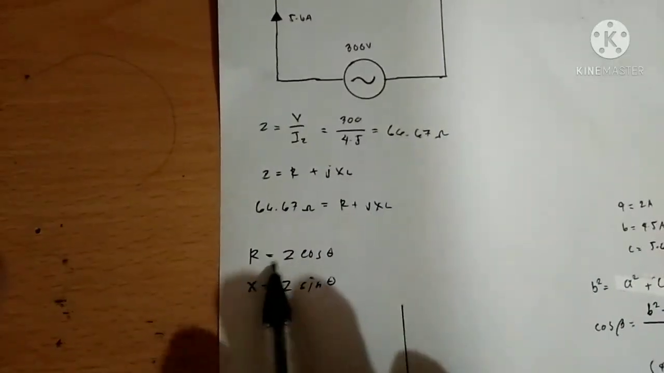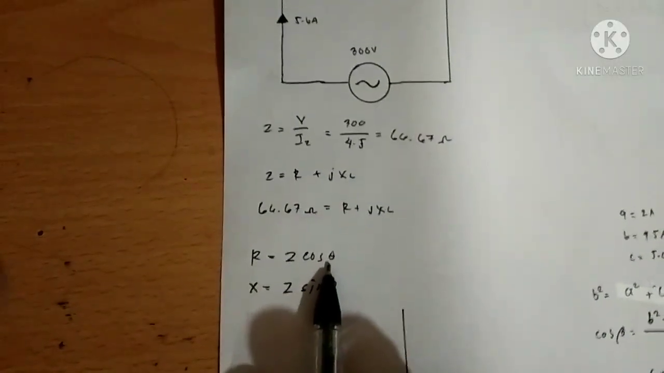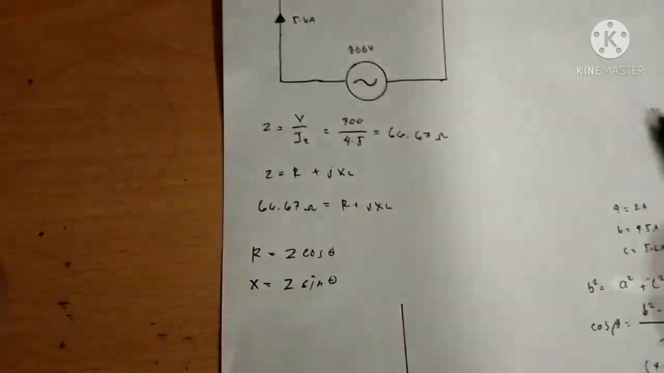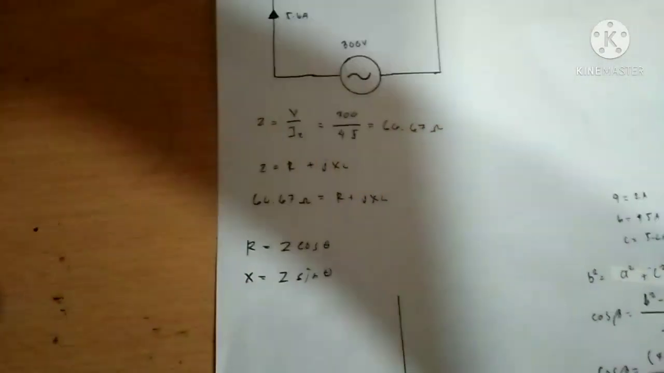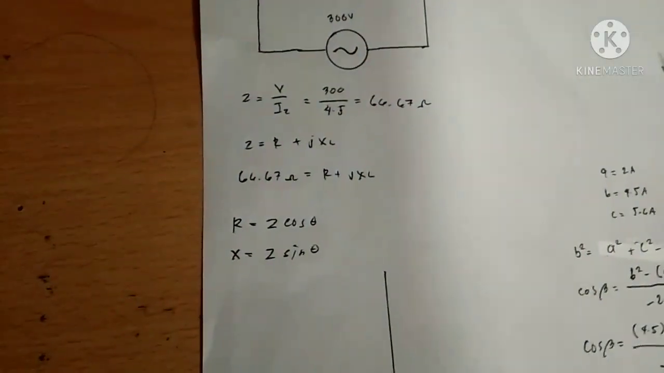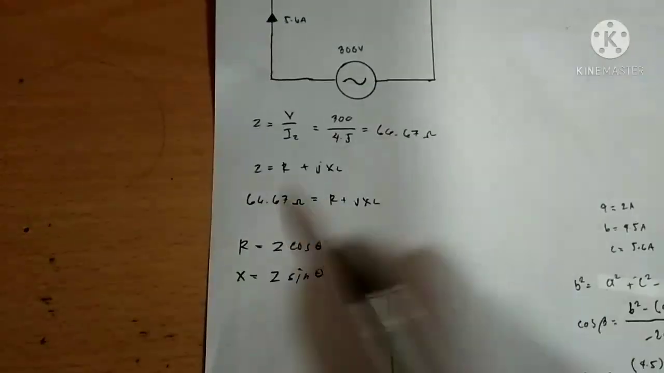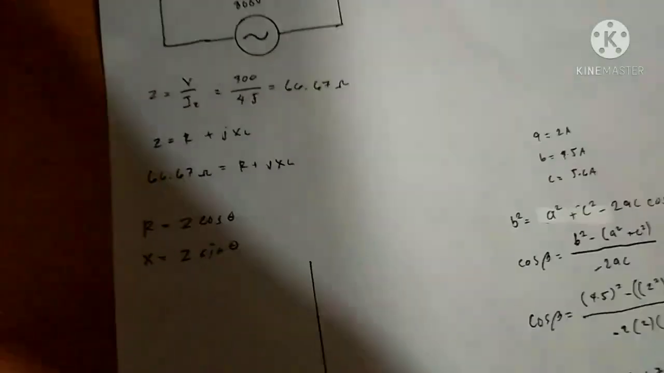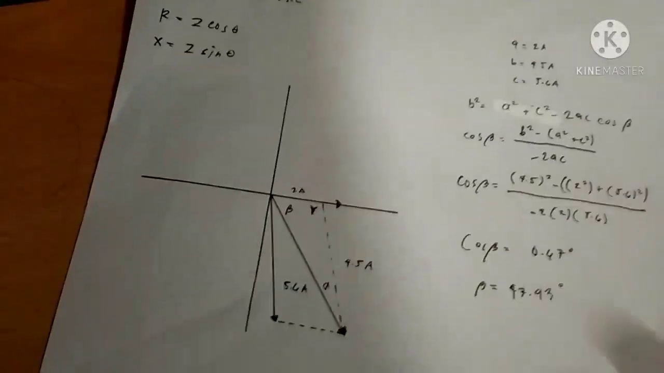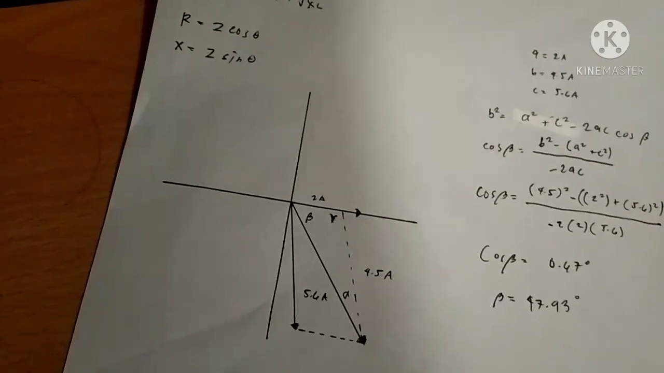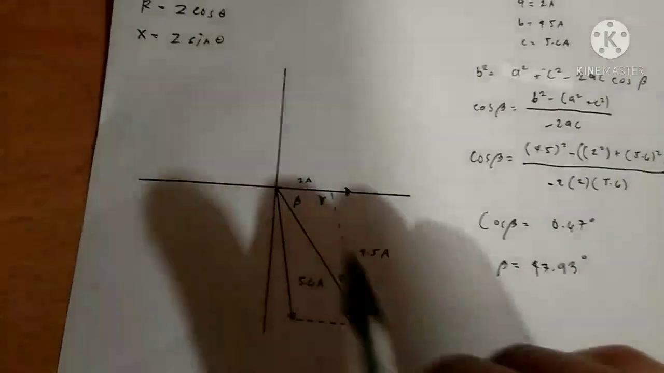So in this part, R is equivalent to Z cos theta and X is equivalent to Z sin theta. We just look at an impedance triangle. So if you look at that properly in the impedance triangle, you can come up with these values. So the next thing we have to do is actually use a phasor graph or diagram to know what to do next.